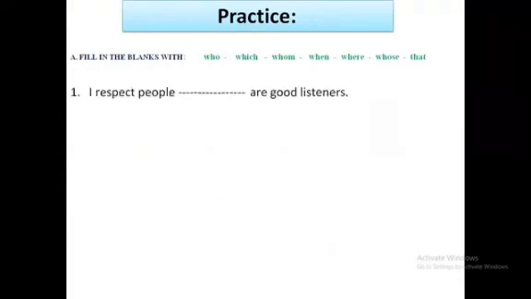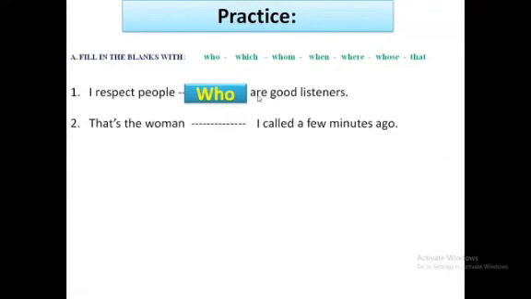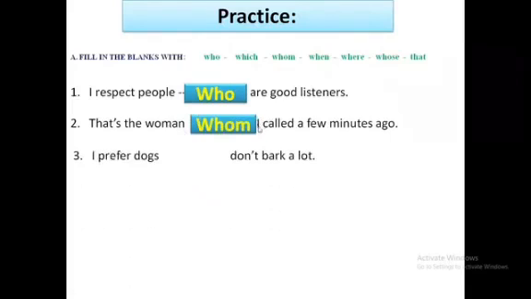Try to fill in the gap with the word you can say. "I respect people ___ are good listeners." Very good. We say who because it refers to people and is followed by a verb. The other example: "That's the woman ___ I called a few minutes ago." Very good. That's the woman whom I called. It refers to a person and is followed by a subject. It's an object pronoun, a relative object pronoun.